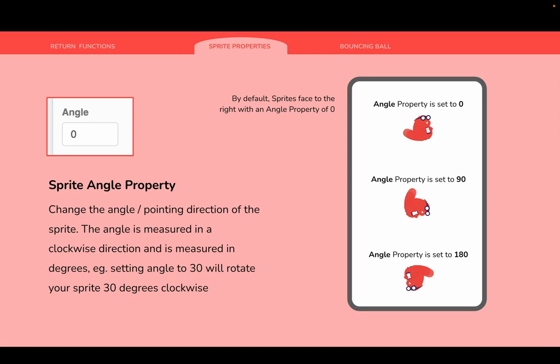So if you have the angle set to 0, the sprite will face to the right. If it's set to 90, the sprite will face downwards. If it's set to 180, it'll face to the left, etc. If it was 360, it would go all the way back around to right again. And you can change it with anything in between in a clockwise motion.